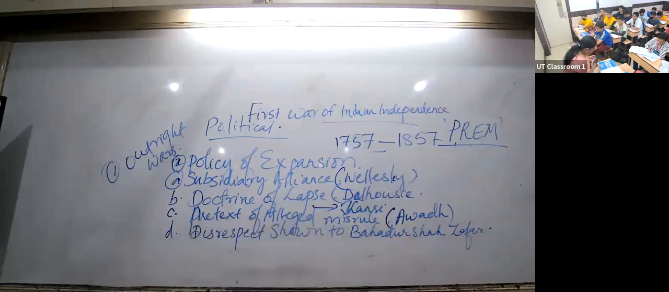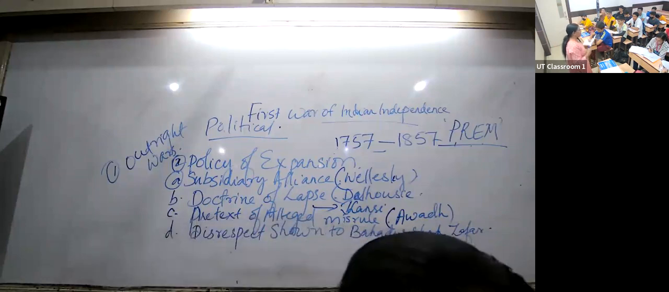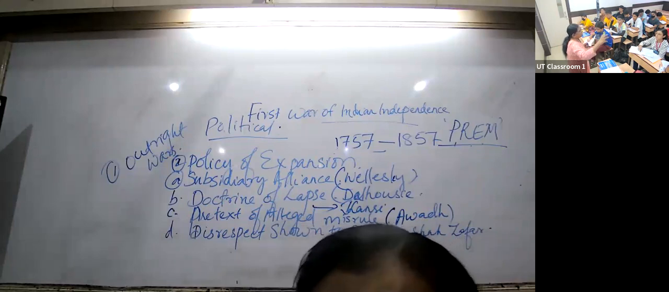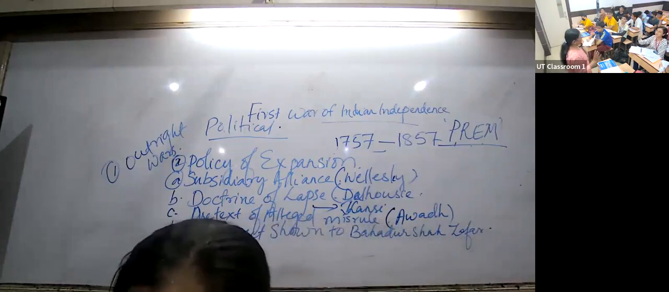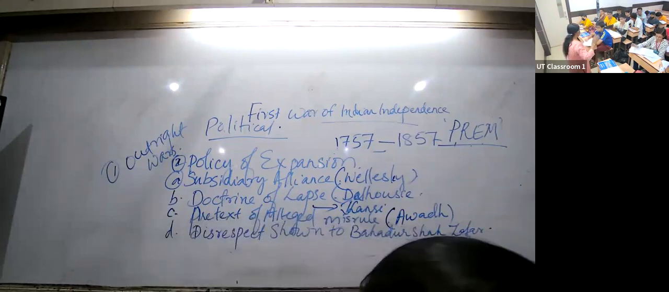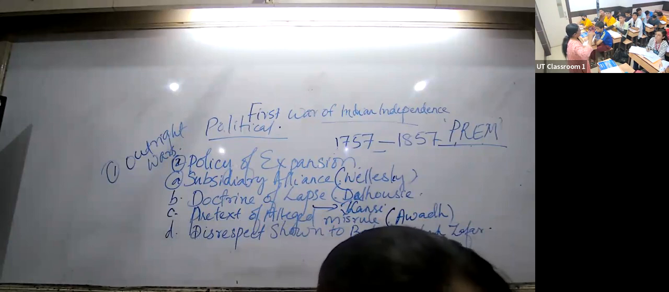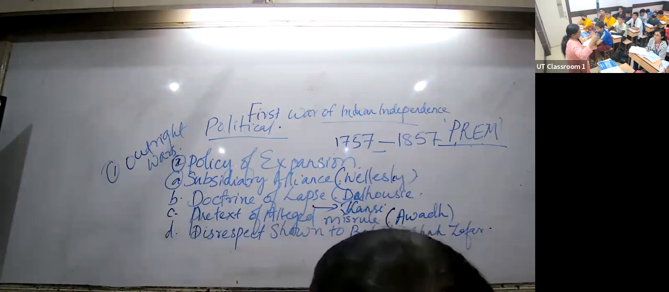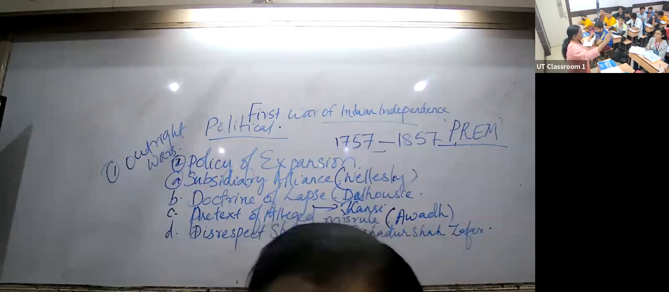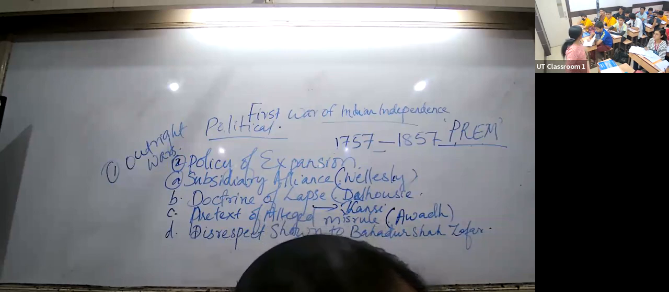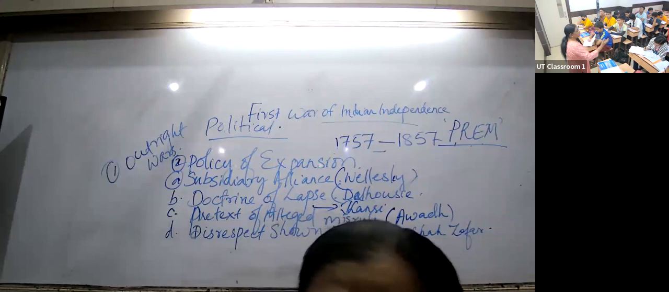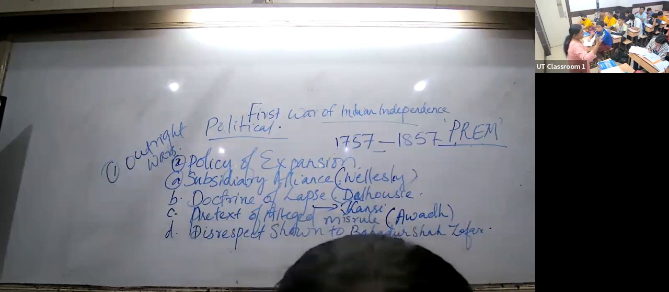The next reason is the treatment given to Nana Sahib and Rani Lakshmibai. Who was this Nana Sahib? Peshwa Bajirao II's adopted son. So what happened? The pension which was given to that Peshwa was given to his wife, but not to his son. So that was the attitude of the British towards Nana.